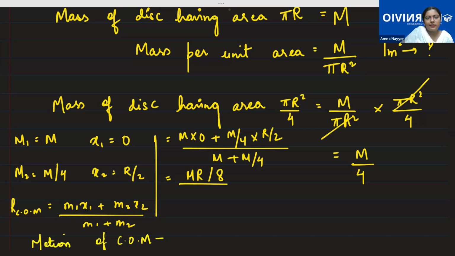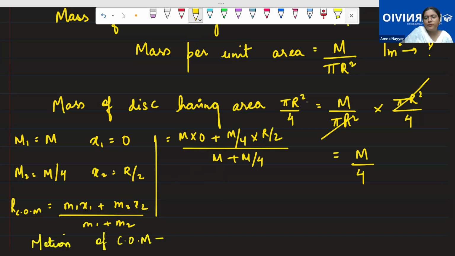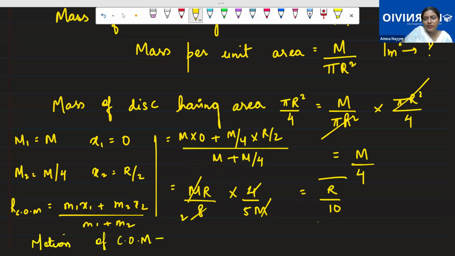or I'll write it like this. R by 10 will come, no? This will be m r by 8 into 4 by 5m. m will be cancelled. This is 4, this is 2, r by 10. So r by 10 is the position of the center of mass.